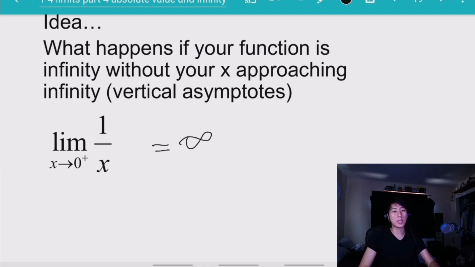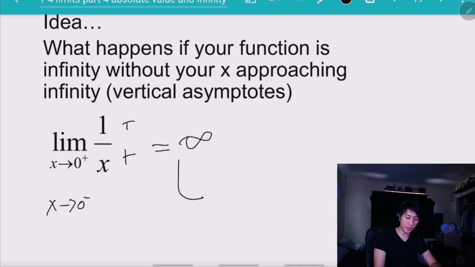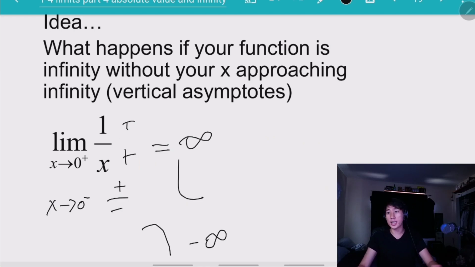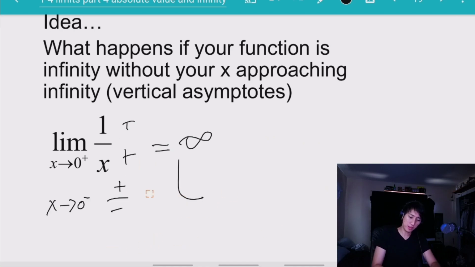Now, one thing you have to watch out for is that I said from the right. The reason why is that from the right, it's a positive number divided by a positive number, so it's going to positive infinity. But if I took it from the left, x approaches 0 from the left, it's a positive number divided by a negative number, which goes to negative infinity. So again, just watch out for your positives and negatives. Okay, moving on.